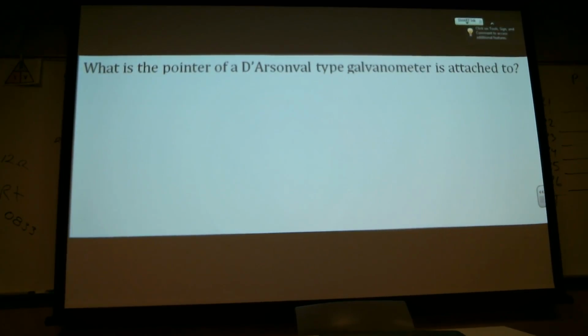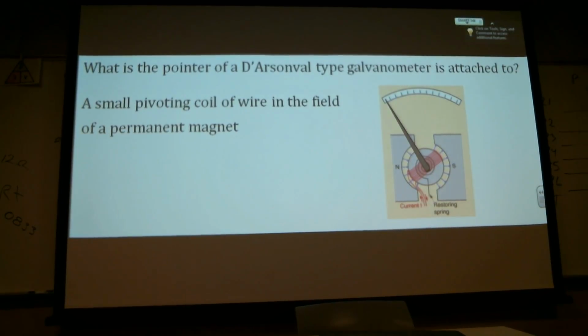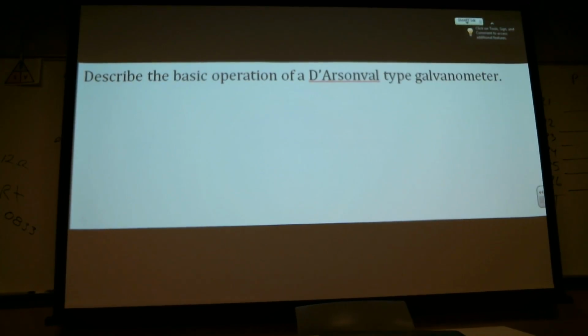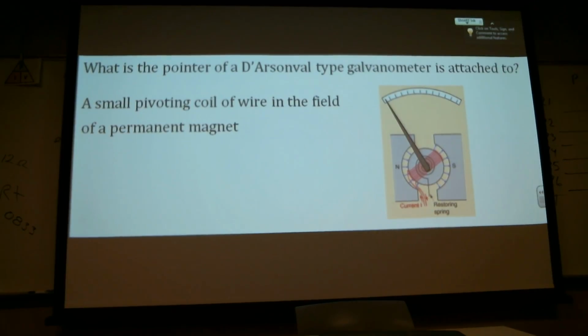Okay, what is the point of a D'Arsonval-type galvanometer attached to? A small pivoting coil. And you can just say that. If that's all you say, I know what you're talking about. Describing the basic operation of a galvanometer. They say galvanometer, and they're really just talking about the needle magnet assembly.